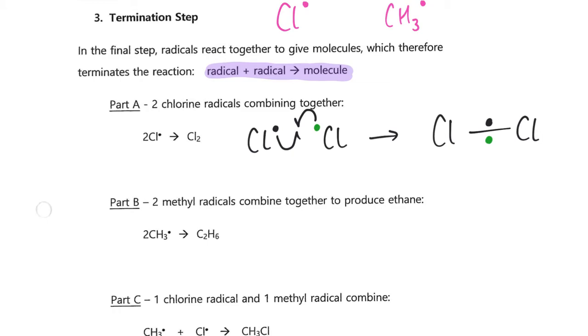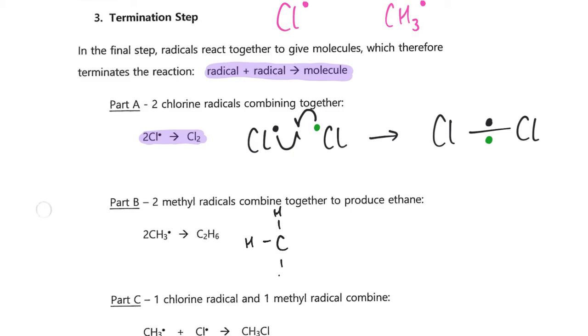And so what we form, you can see the equation written here, is two chlorine radicals reacting together to form a chlorine molecule. And you see there's no radical symbol anymore because those two unpaired electrons have come together and formed a covalent bond. And so therefore we have a molecule which is a lot less reactive than our chlorine radicals. We can also have two methyl radicals coming together, and that actually produces ethane.